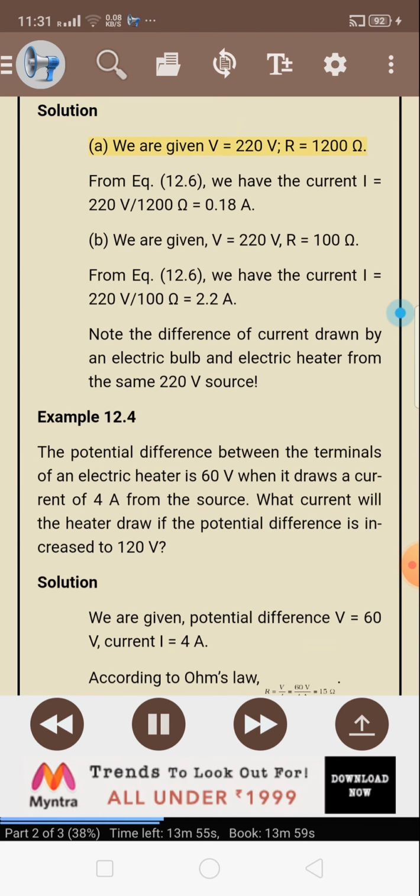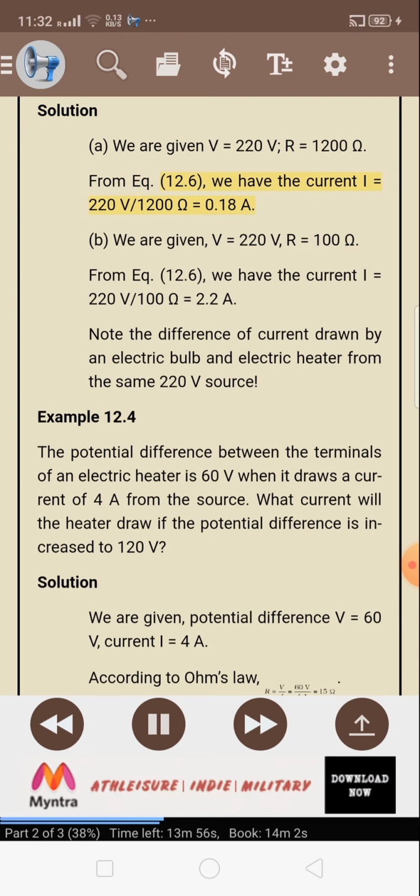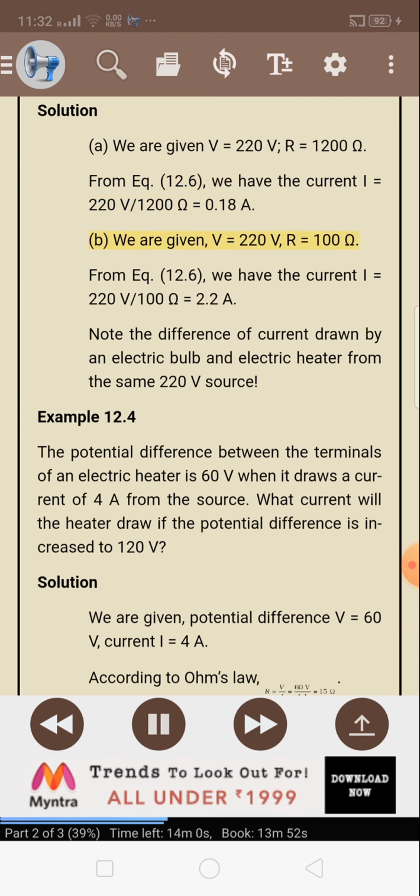Solution. (a) We are given V equals 220 volts, R equals 1200 ohms. From Eq. 12.6 we have the current I equals 220 volts over 1200 ohms equals 0.18 A. (b) We are given V equals 220 volts, R equals 100 ohms. From Eq. 12.6 we have the current I equals 220 volts over 100 ohms equals 2.2 A. Note the difference of current drawn by an electric bulb and electric heater from the same 220 volt source.